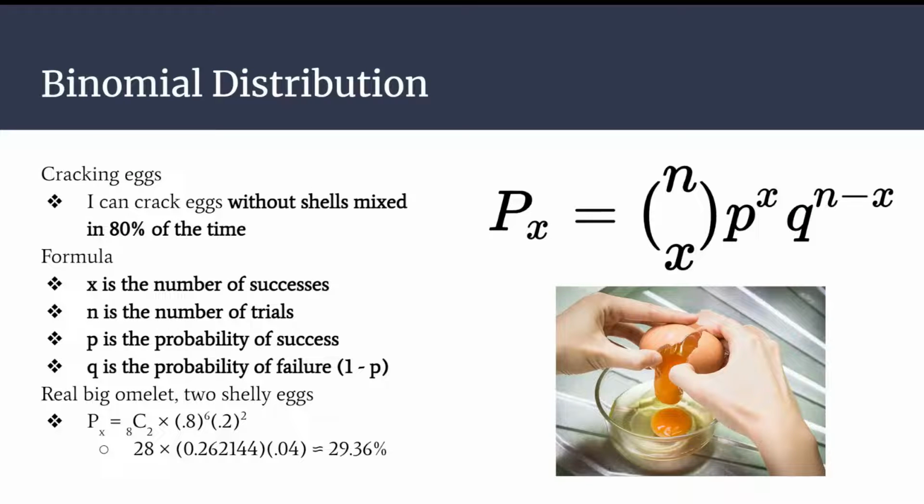What about a situation where one event was more likely than the other? Let's say I can crack eggs without shells in them about 80% of the time. How likely am I to make a shelly omelet? This is where the binomial distribution formula comes into play.